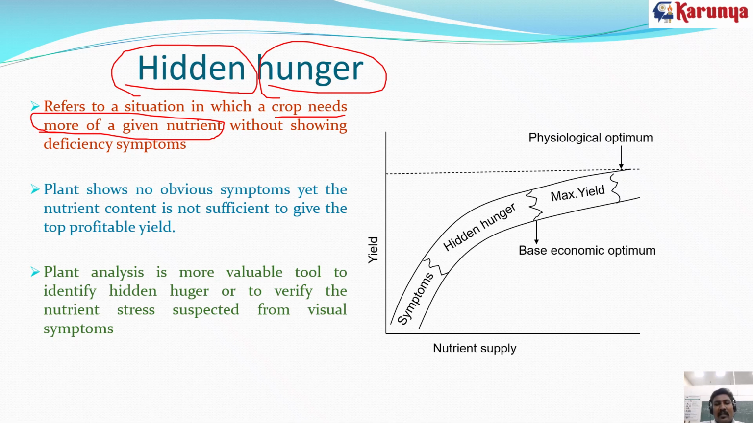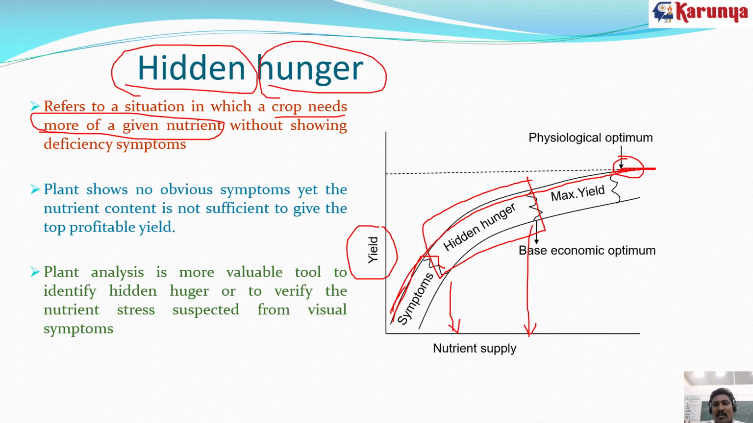You can see this graph showing the yield. The yield starts from the lowest and slowly increases, and this part is called the physiologically optimum yield. The plant should attain this yield, but the symptoms will show when the nutrient supply is reduced. At the same time, the nutrient is needed for the plant, but it is not showing any deficiency symptoms. So it will not attain the maximum limit. It will be limited to this range, that is called hidden hunger.